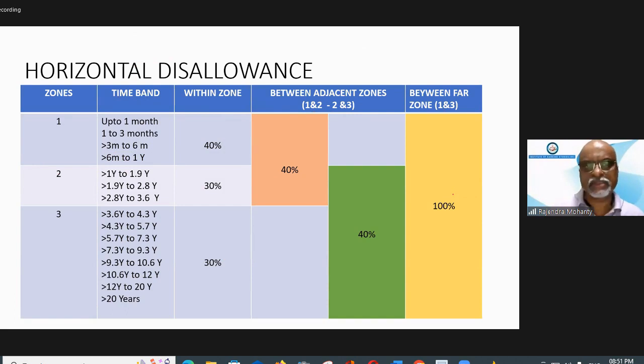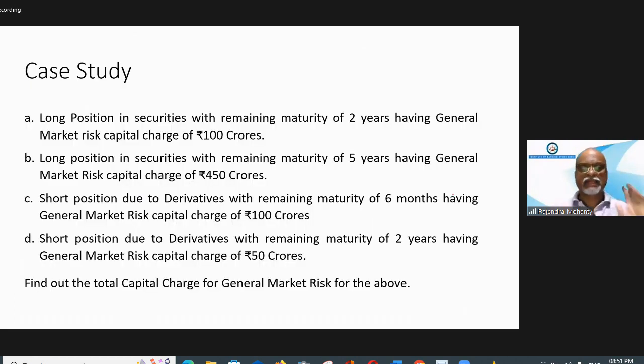Now I will explain with a simple case study. Always remember, whenever there is a short position due to derivatives or government securities, such adjustments are required. If there are no short positions, then it is not required. Normally, short positions in derivatives and government securities are allowed by RBI. Other than that, you cannot have a short position in any security.